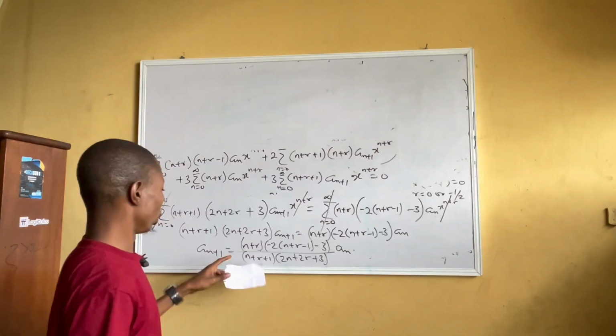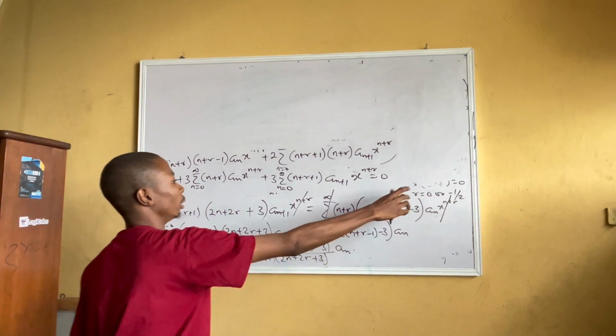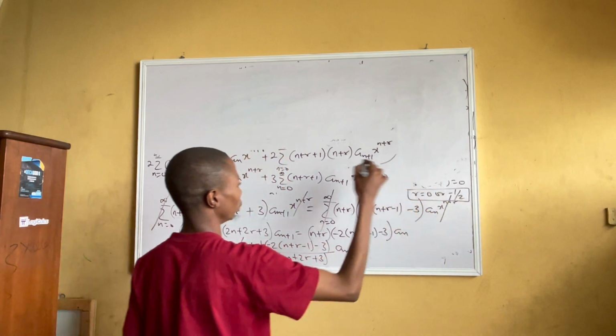After getting the recurrence relation, all right, now we are here. Now this is our nth term. Then you put in the solution of the initial equation, r at 0 and minus half.